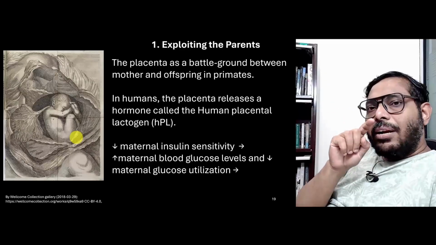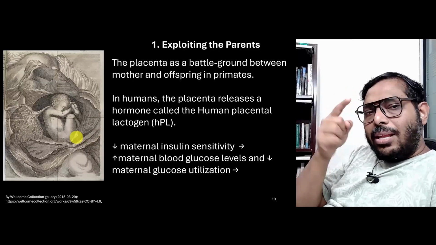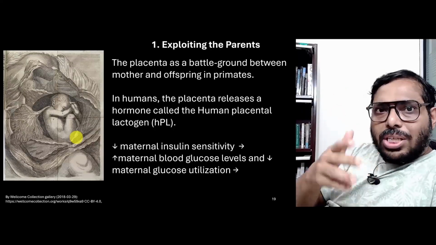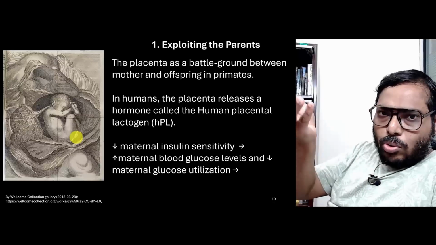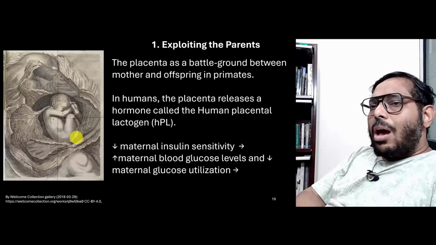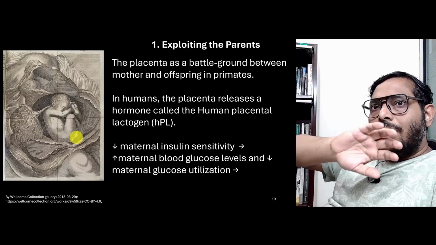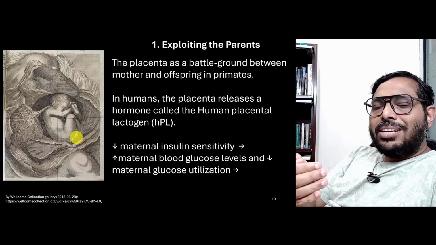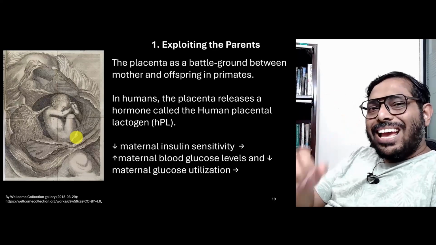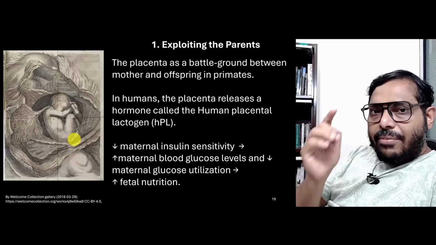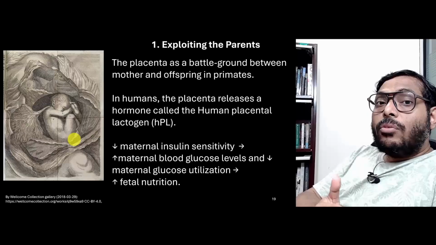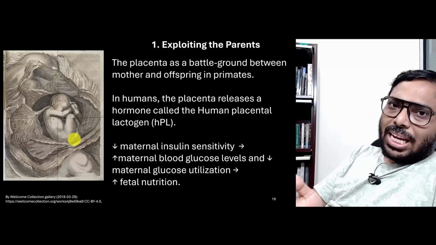So, the maternal blood glucose level goes up and the mother's ability to use the glucose goes down, and because the mother is not using the glucose, obviously there is more glucose in the blood. Now, remember, this blood is going to the placenta, and from the placenta this glucose is getting absorbed by the fetus. Therefore, this essentially ends up increasing the amount of nutrition that the fetus is getting.